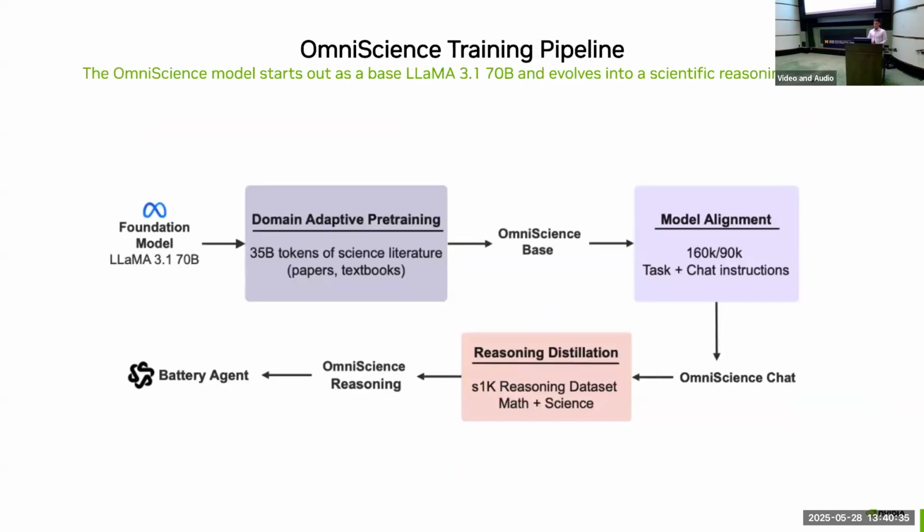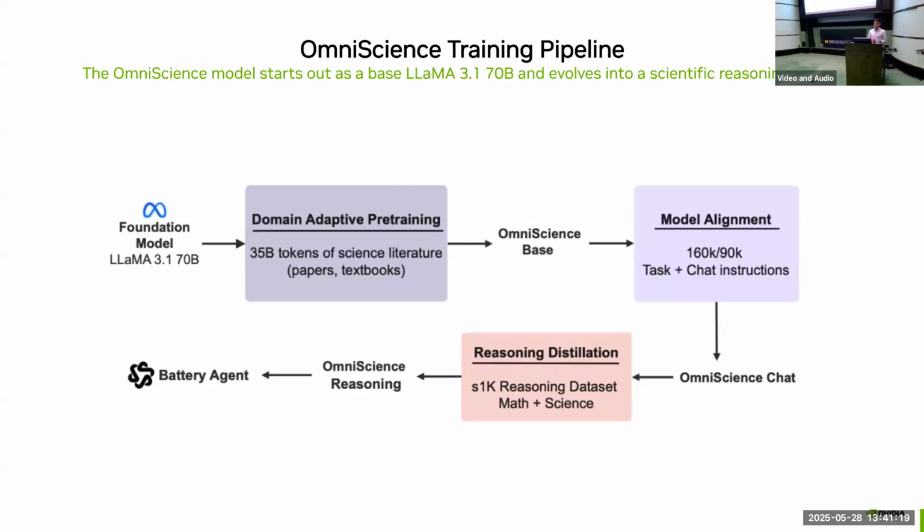So the Omniscience training pipeline that I was just describing started with the LLaMA 3.1 70 billion parameter model that is open source, we can use, and that's what we start with as our base model that we then incorporate our domain adaptive pre-training workflow, which consists of taking a large corpus of data, which in this case is 35 billion tokens of scientific literature across various sources, which I'll describe in a moment, and continually pre-training our model until it gets to what we call the Omniscience base model. And this base model is a domain adapted model already, which has information that has been incorporated from this large pool of data that we've collected.